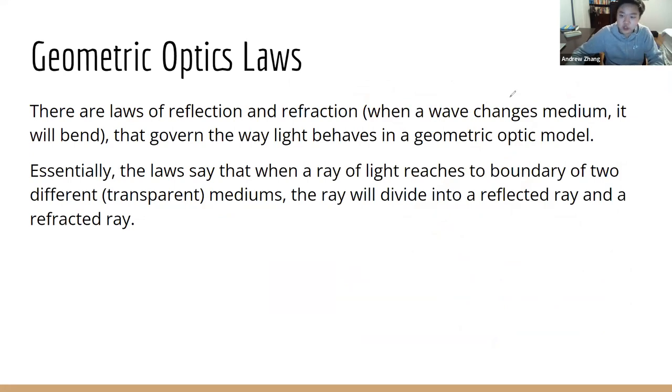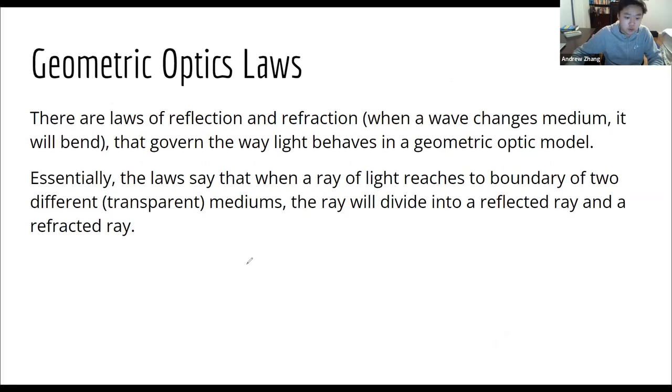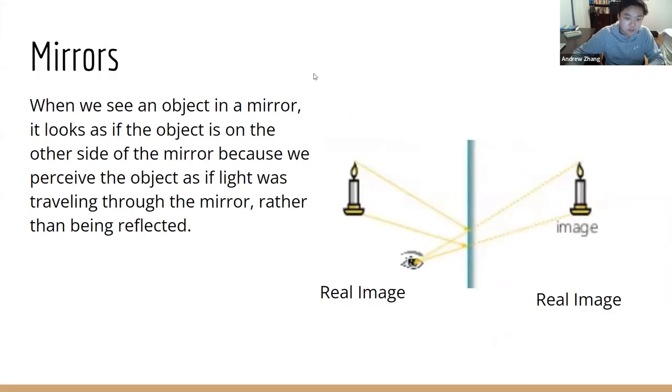So there are laws of reflection and refraction. Basically, the idea is that when a ray of light reaches the boundary of two different mediums, and it has to be transparent or else the light will just be blocked, the ray will divide into a reflected ray and a refracted ray. For instance, if you consider something like a mirror, then this will be the reflected light. And I'll show you on the next slide the idea of refraction.